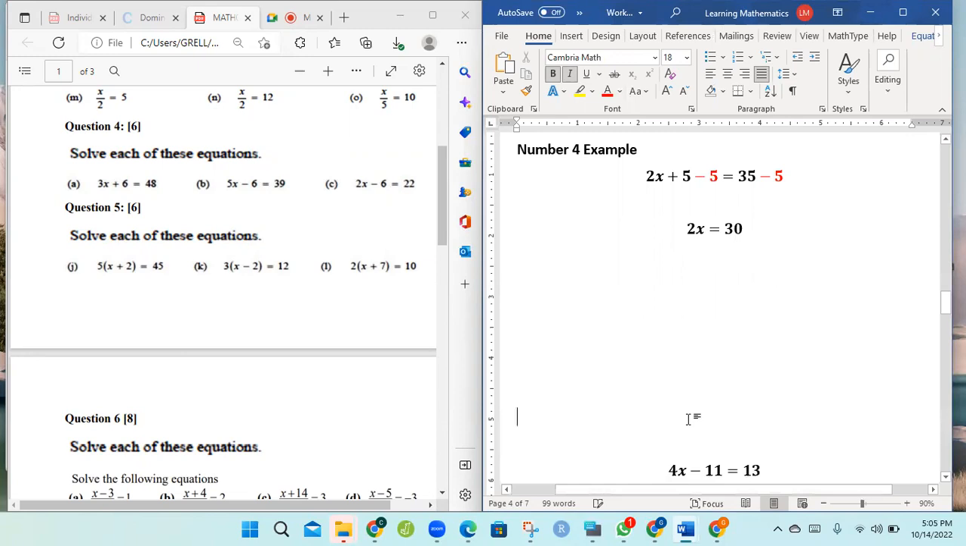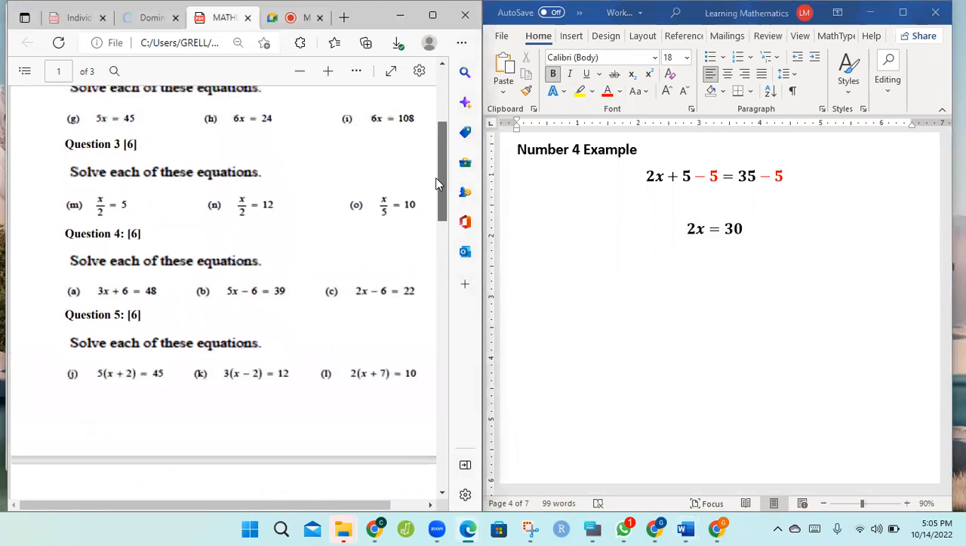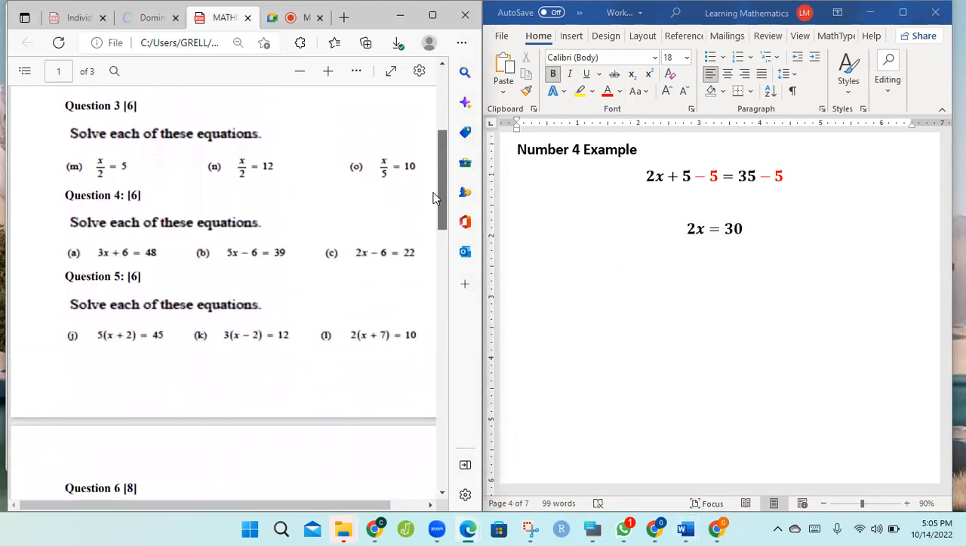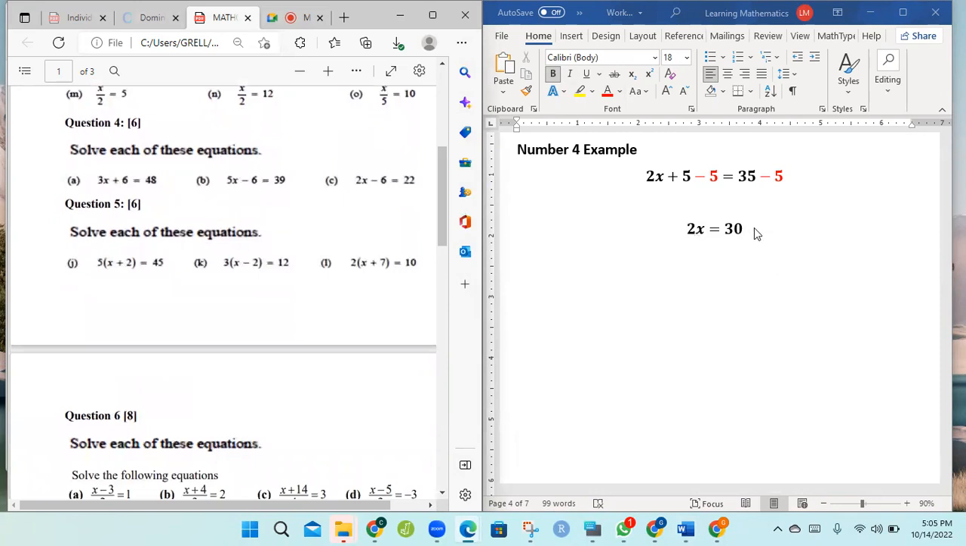So now we have zeroed in on x. We got closer to x to deal with the 2 now. And as you can see, we're in a similar situation like number 2. All we need to do now is just divide by the 2 to cancel out the 2.